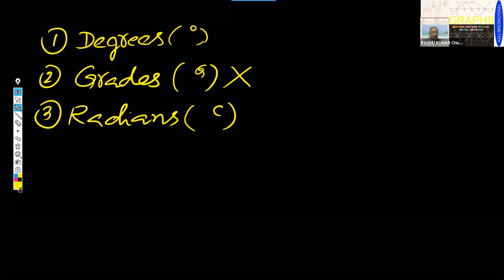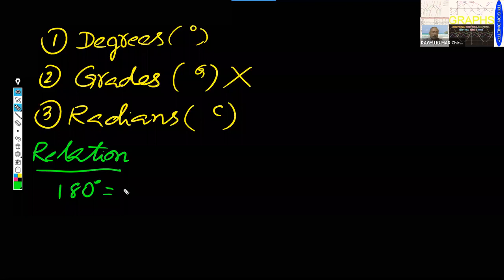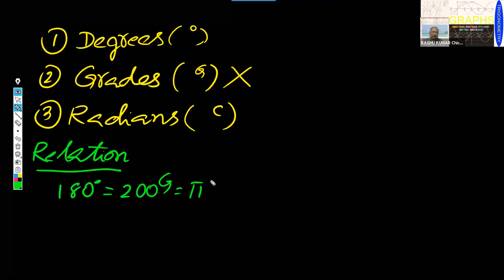What is the relation between them? Just see this carefully, understand this carefully, because you have an exercise on this. 180 degrees is equal to 200 grades is equal to pi radians. This is the relation between these three. Degrees, as you know, from your lower classes, and radians, whether you know or not, I don't know. I'll be checking it now. Grades, you don't know. This is a relation you have to remember as far as different measuring systems are concerned.